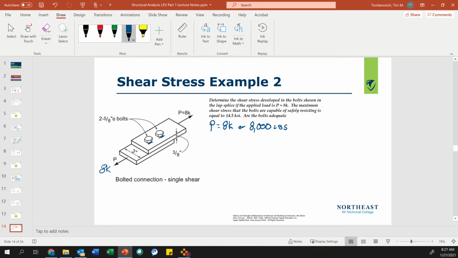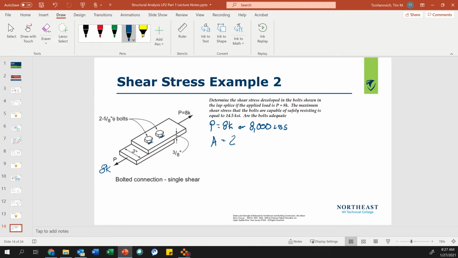Would you agree the 8 kips is held by 2 bolt cross-sectional areas, or half the load each? We can assume half the load is taken up by this bolt and half by that bolt. Either way, I can divide the load in half and do one area, or take the full load divided by 2 areas. Remember, it's the cross-sectional area, parallel to that bolt face, equals 2 5/8 inches.